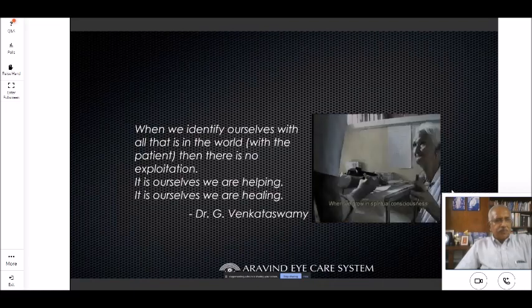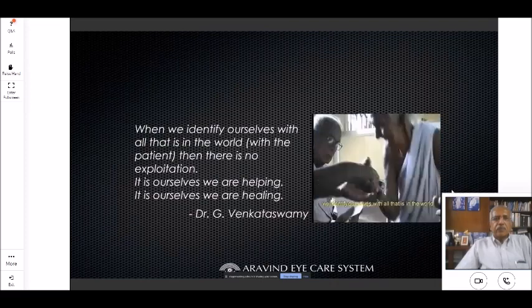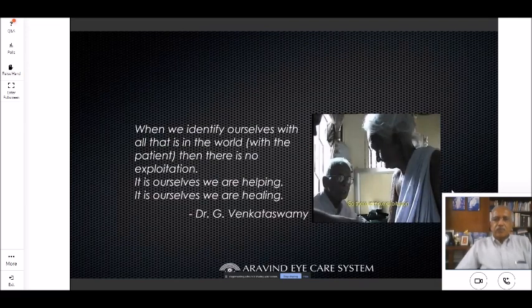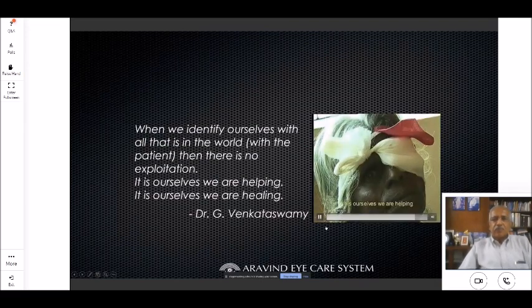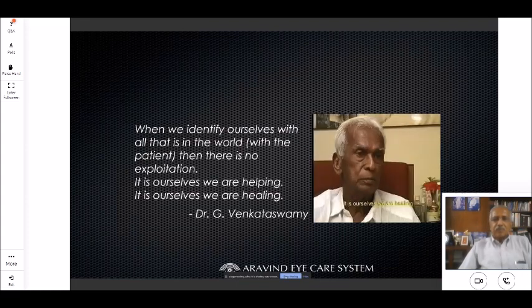When we grow in spiritual consciousness, we are one with all that is in the world. So there is no exploitation. It is ourselves we are helping. It is ourselves we are giving.